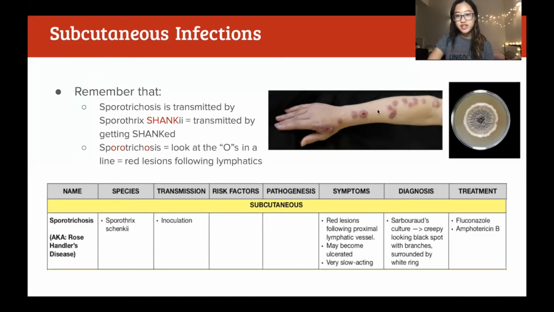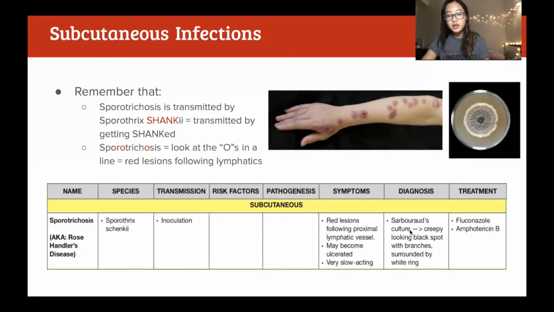So as you can see here, there's a very distinct line that this path of red lesions is following. It's really not a very pleasant thing to look at. This is already the least gross picture that I could find for you guys. But just remember, sporotrichosis has three O's in this word, so you can think about how the three O's kind of look like the line of red lesions. I know it's a bit of a stretch, but I'm a really visual person, as you can tell by all the pictures and the charts and stuff like that.